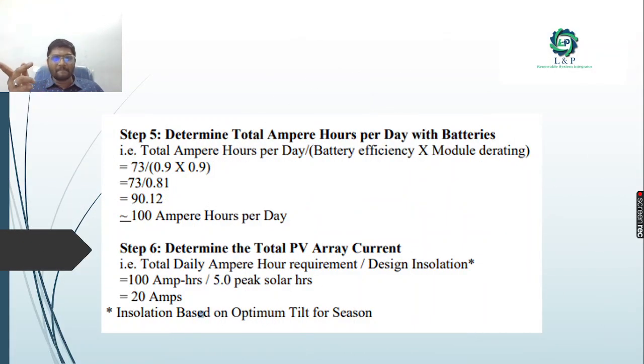And in step 6, we are going to determine the total ampere per day along with the batteries. Already in the last step we sorted out the total ampere per day, that is 73. So we divide that by the battery efficiency and the module derating factor. These two details you can get from the battery data sheet and the module data sheet. Okay, so we get 100 ampere per day, and then we can determine the total PV array current, that is the total daily ampere requirement divided by the design insolation. It can be 5 hours, so it means 20 amps.